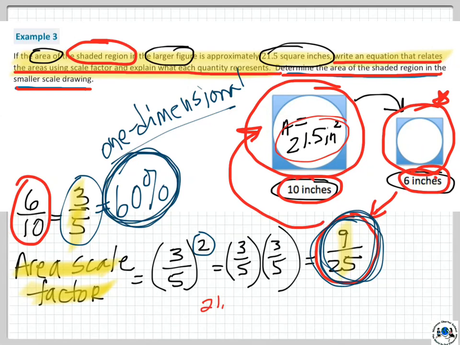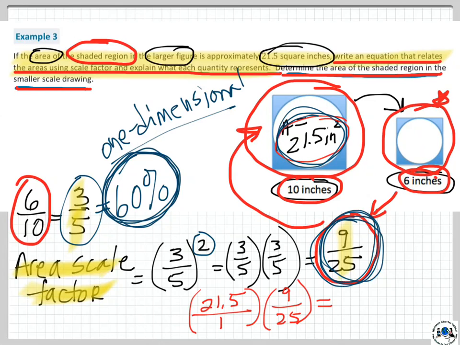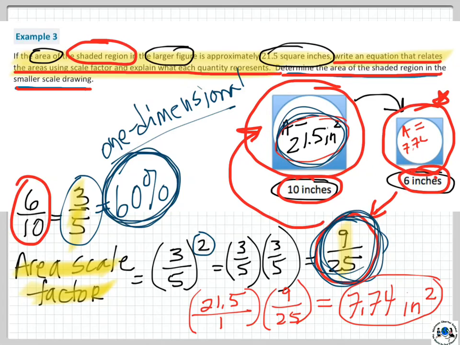All we need to do is multiply that 21.5 over 1, which we get from here, the area of the larger, by our scale factor, 9 over 25, and we get an answer of 7.74 square inches. Again, that is the area of just this shaded region, which is nice.